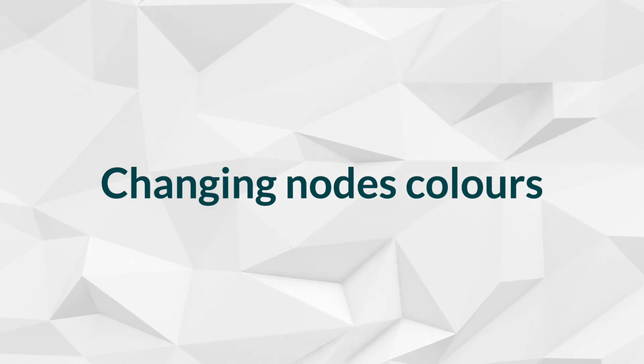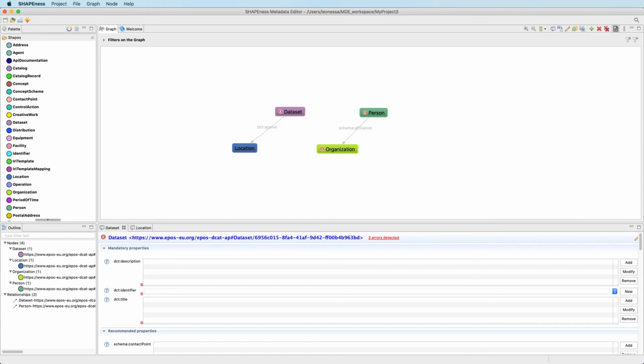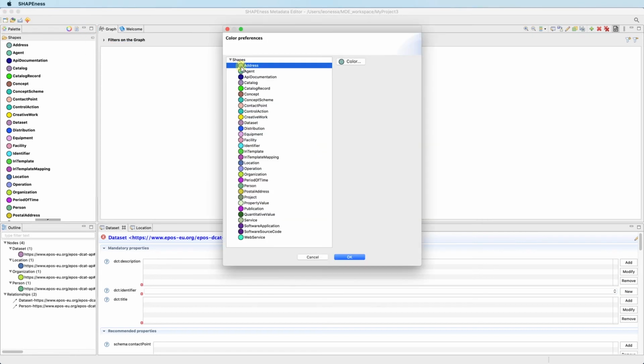Now we are going to show you how to change the color of the nodes. The nodes of the graph are colored according to their shape type, and you can customize these colors. There are several ways in which you can change the colors of a node. You can use the main menu, click on Node, and select Change Colors, or you can use the Palette toolbar and select the Rainbow button. The current colors assigned to the shapes will be shown in a dialog window.